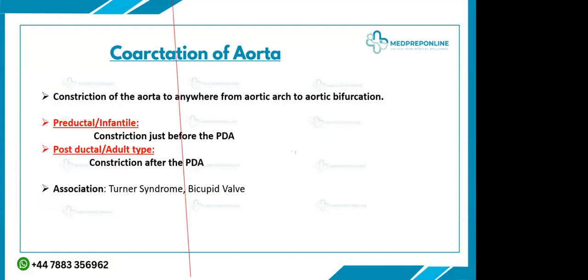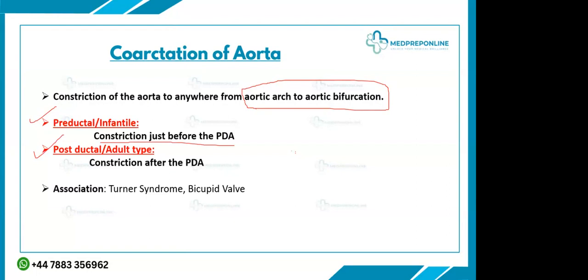It is a constriction of the aorta anywhere from the aortic arch to the aortic bifurcation. So what are the two major types? There is the preductal, that is basically the infantile, and the postductal, that is the adult type. Preductal is the constriction just before the PDA, that is the ductus arteriosus, and the postductal is the constriction after the patent ductus arteriosus, and its association is with Turner syndrome and the bicuspid valve.